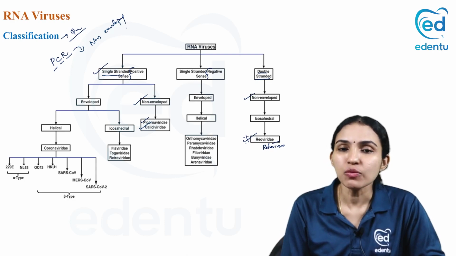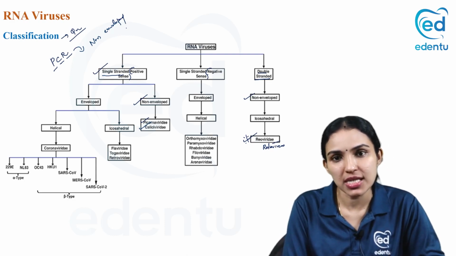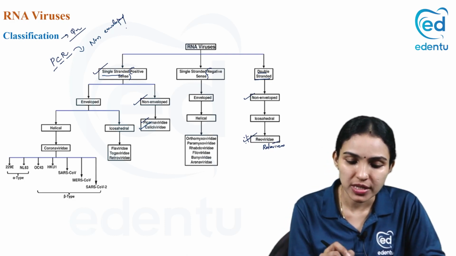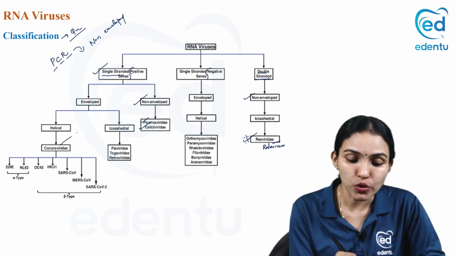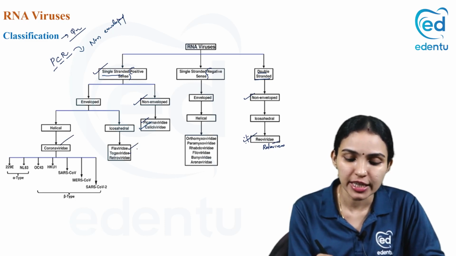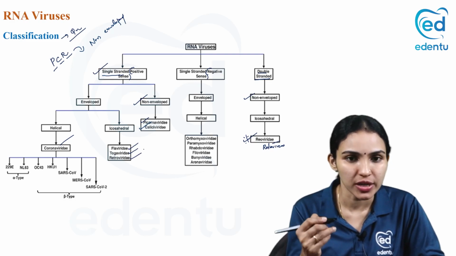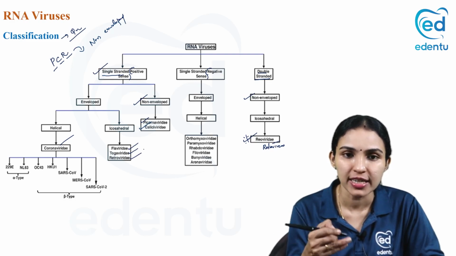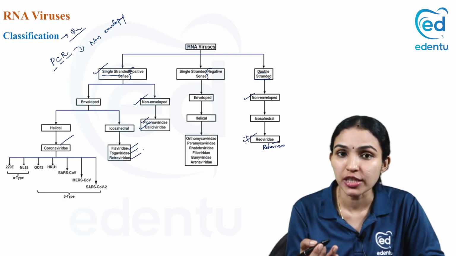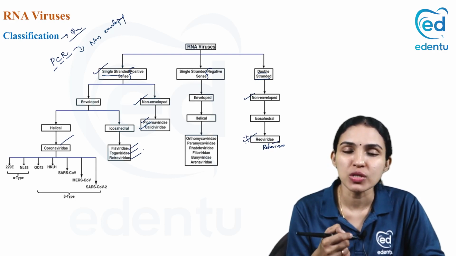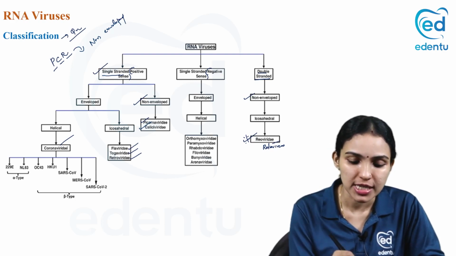Then you can learn what the enveloped viruses are. It is easy, all others are enveloped. Enveloped viruses, you have Coronaviridae, Flaviviridae, Togaviridae, Retroviridae. That is, your HIV comes in Retroviridae. Togaviridae includes the chikungunya virus. Flavi includes dengue and Japanese encephalitis.